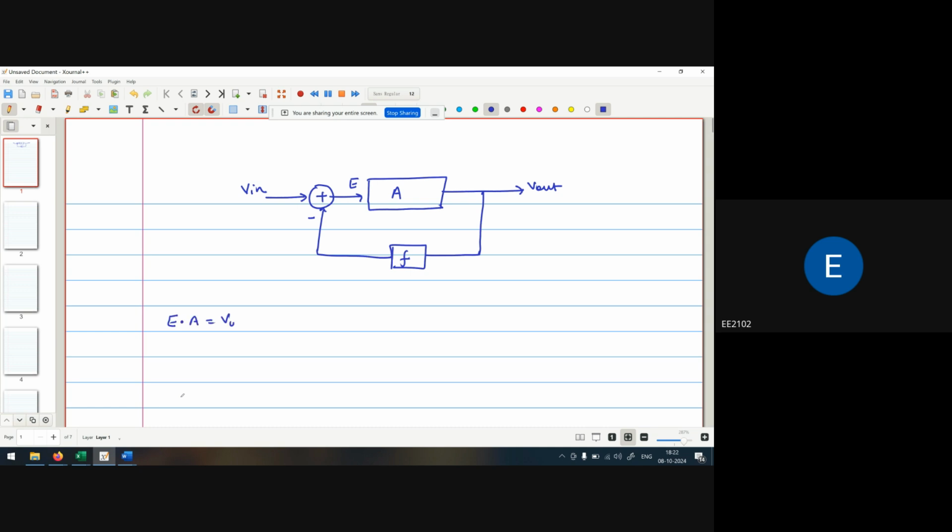multiplied by A, that is V out. Okay, and E is simply V out upon A. Now, if V out increases, E increases. And if V out decreases, E increases. Okay.